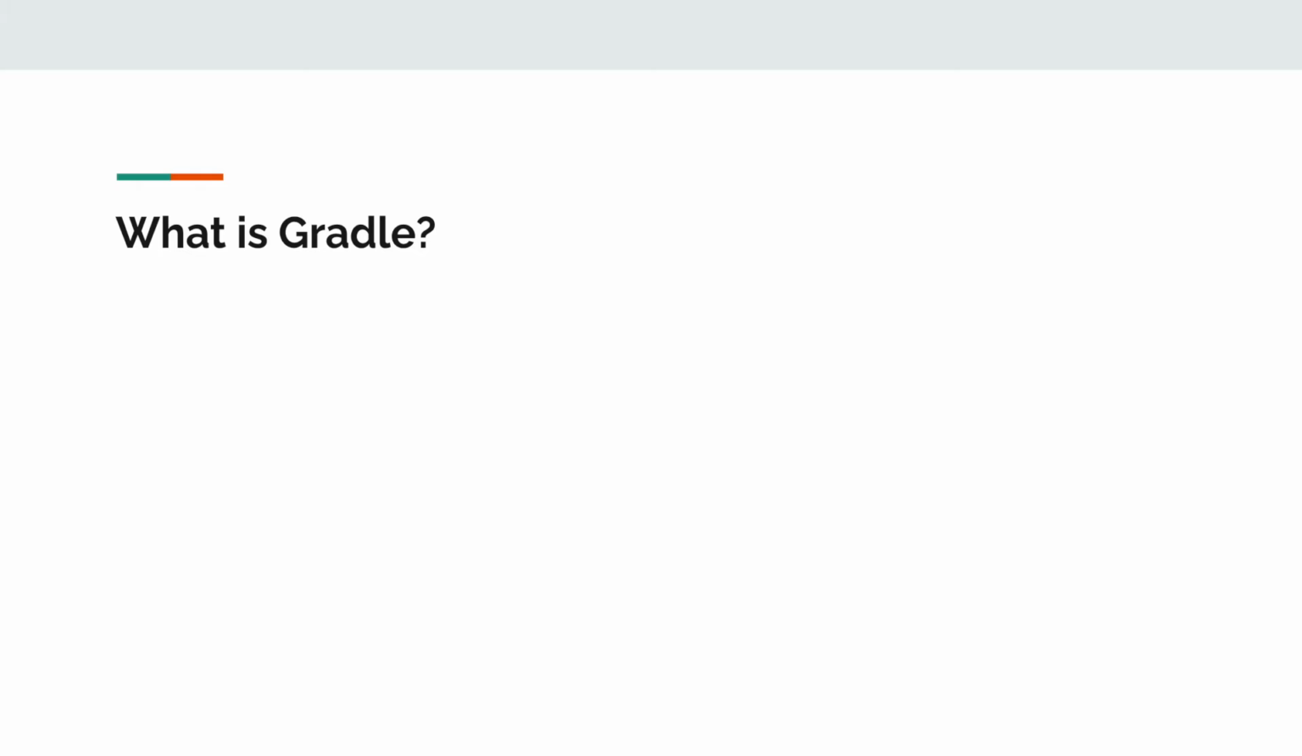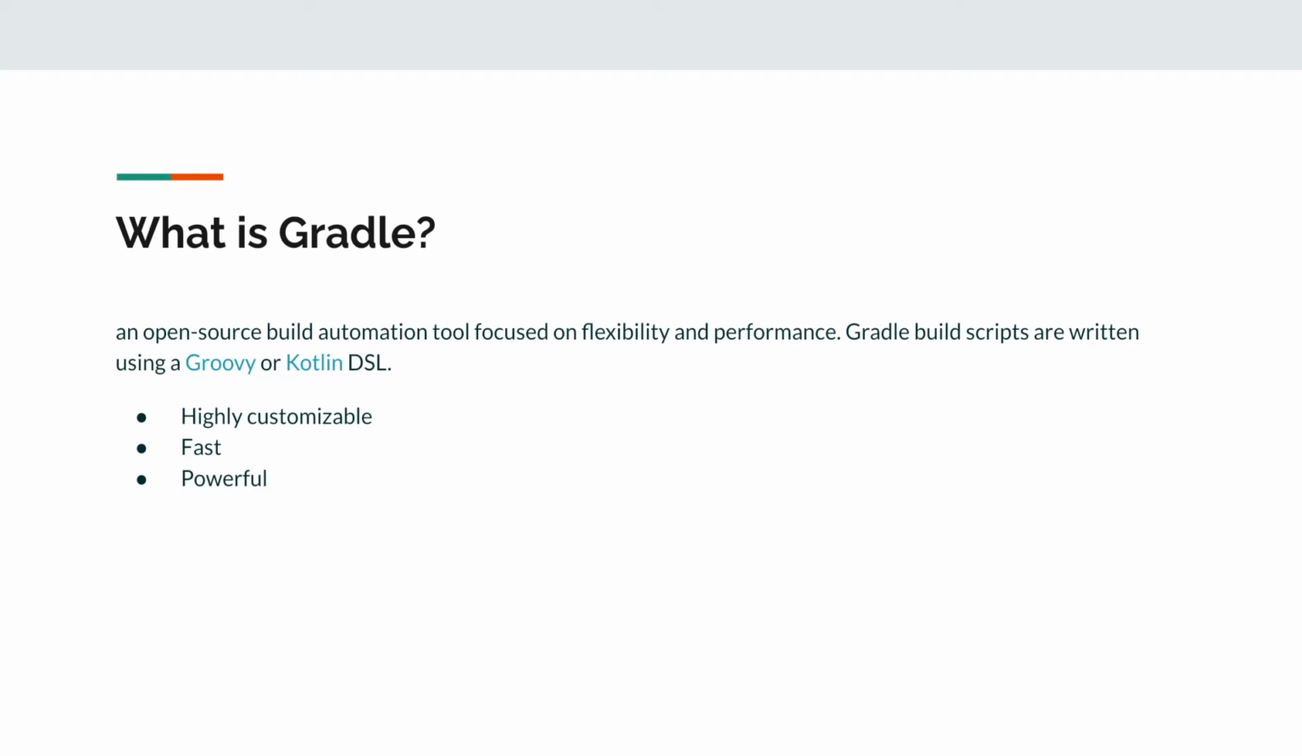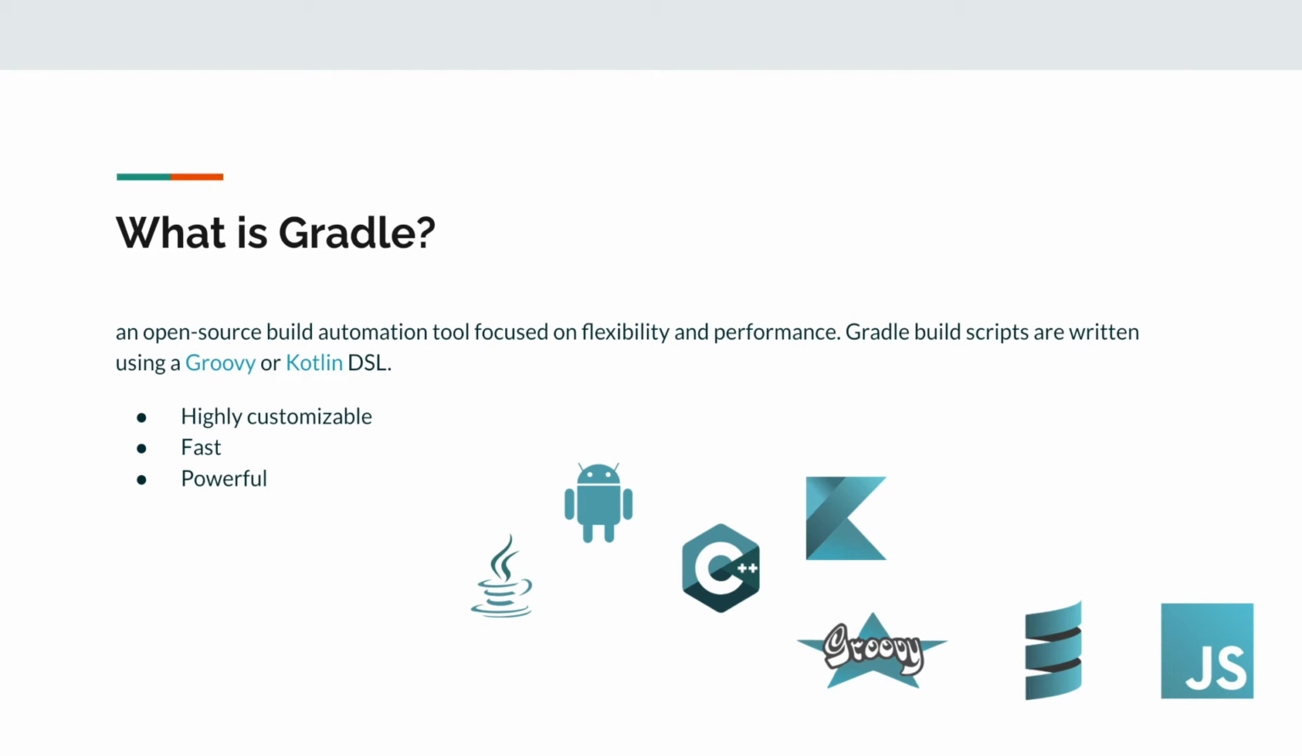Gradle is an open source build automation tool focused on flexibility and performance. Gradle build scripts are written using a Groovy or Kotlin DSL. Gradle is modeled in a way that is customizable and extensible in the most fundamental ways. Gradle completes tasks quickly by reusing outputs from previous executions, processing only inputs that change, and executing tasks in parallel. Gradle is the official build tool for Android and comes with support for many popular languages and technologies like Java, C++, Groovy, Scala, and the like.